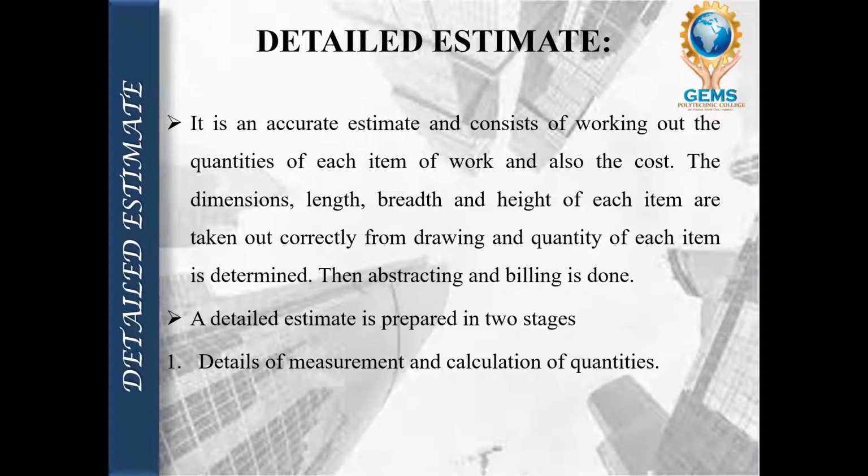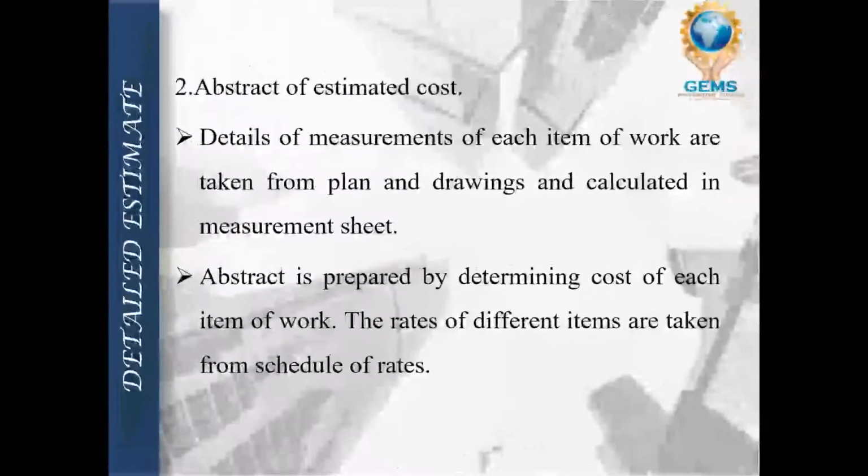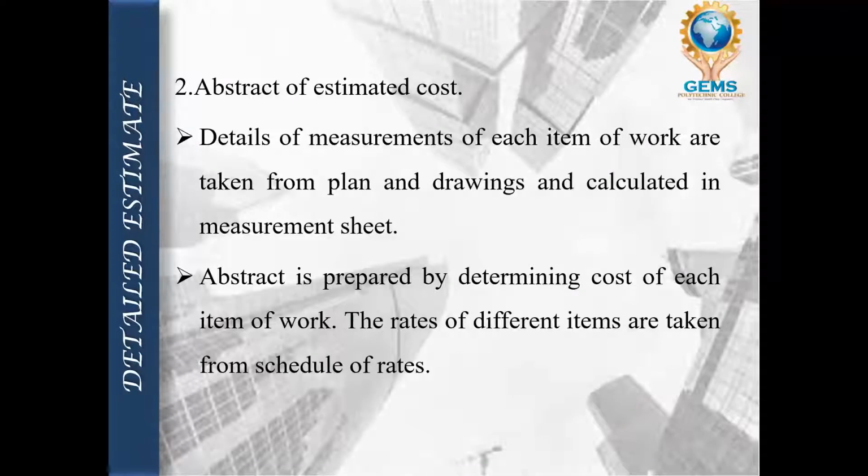After that, abstracting and billing is done. It is prepared in two stages. The first one is detail of measurement and calculation of quantities. The second thing is abstract of estimated cost. The details of measurement of each item of work are taken out from the plan and drawings and calculated in the measurement sheet.